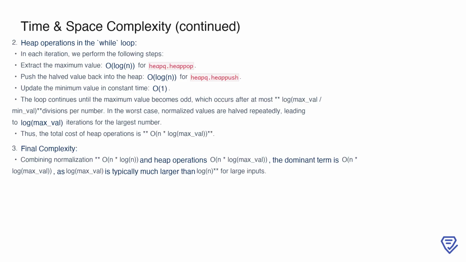Combining this with the O(log n) cost per heap operation, the total complexity of the iterative process becomes O(n * log max_val). When combined with the normalization step's O(n * log n) complexity, the dominant term is O(n * log max_val), since log max_val is typically larger than log n for large inputs.